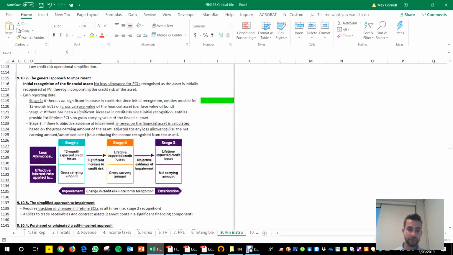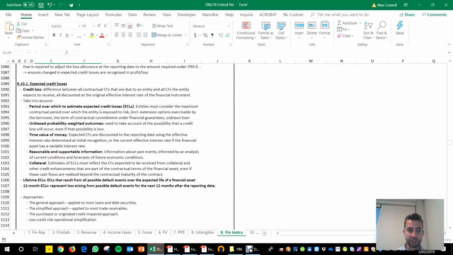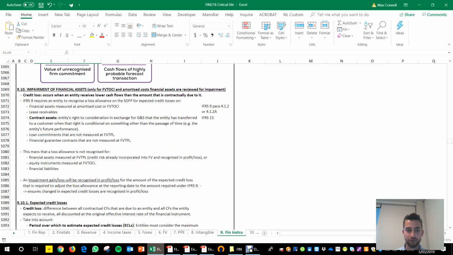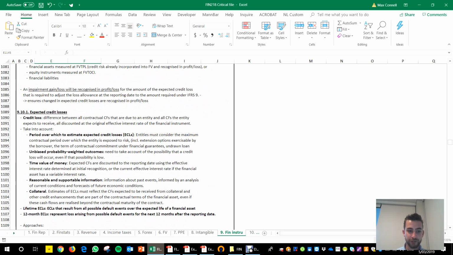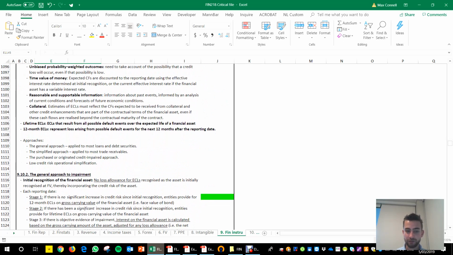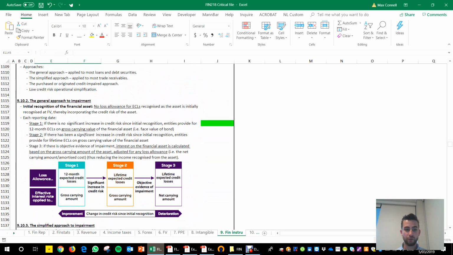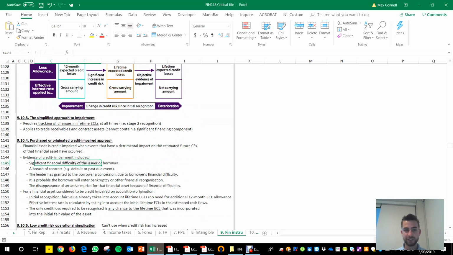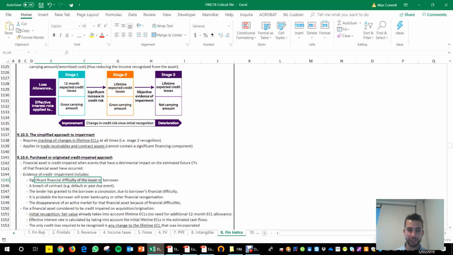Just to recap, for something like cash at bank, we can take a very simple general approach to impairment. We can view that there's very limited risk, therefore there's no impairment. The other option is, for example, for trade debtors, the simplified approach. It requires tracking of changes in the lifetime of estimated credit losses.